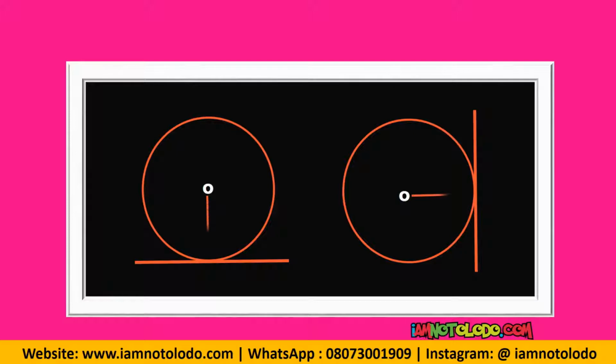This is a radius. I'm sure you know what a radius is. This line is called a tangent. We call it a tangent because it is a straight line that touches a circle at a point. So whenever you see a line that touches a circle at a point, we call it a tangent.